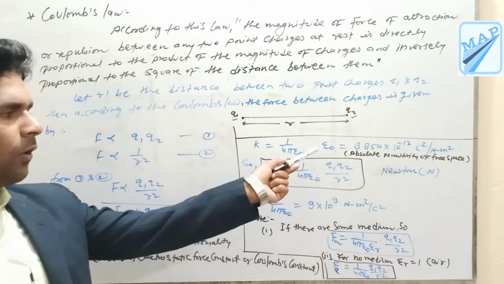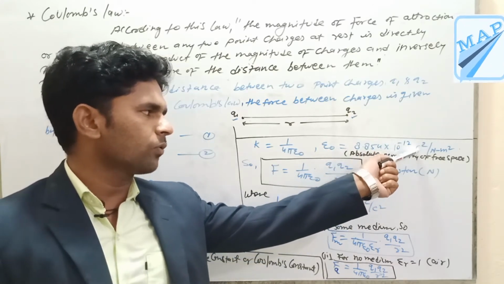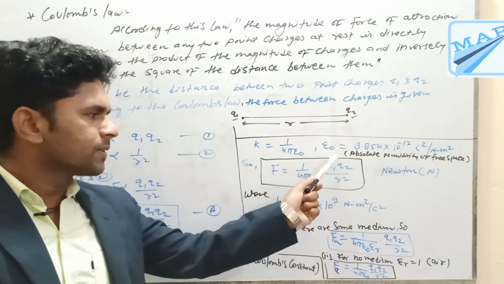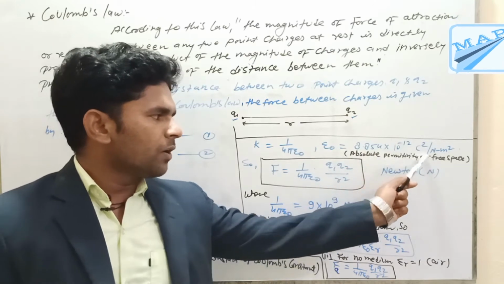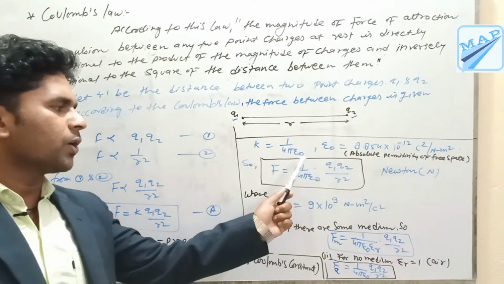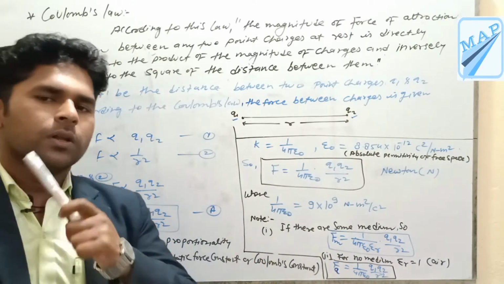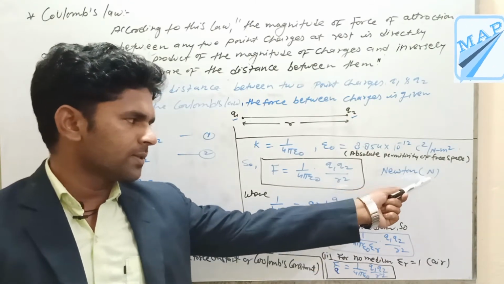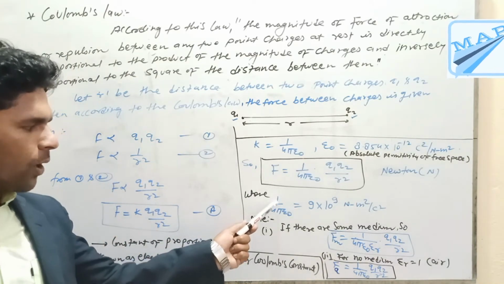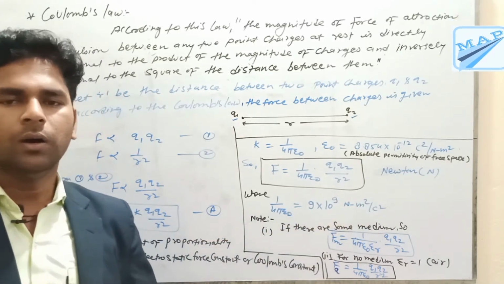The value of epsilon naught is 8.854 into 10 to the power minus 12 Coulomb square per Newton meter square. This epsilon naught is called the absolute permittivity of free space. Putting this value, force F is equal to 1 upon 4 pi epsilon naught Q1 Q2 upon R square. The SI unit of force is Newton, denoted by capital N, where the value of 1 upon 4 pi epsilon naught is equal to 9 into 10 to the power 9 Newton meter square per Coulomb square.